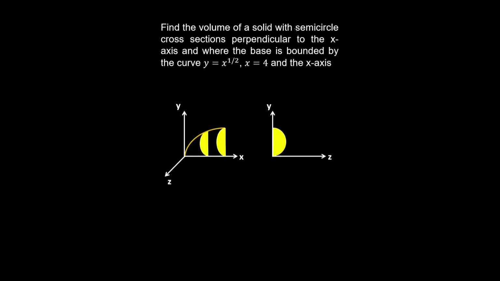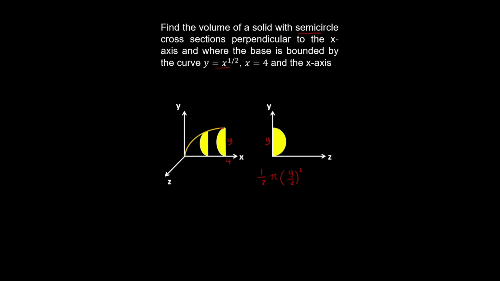Find the volume of a solid with semicircle cross sections perpendicular to the horizontal axes, or parallel to the YZ plane, and where the base is bounded by the square root curve, the vertical line x equals 4, and the horizontal axes. Well, the diameter of the circle is described by y, and therefore the area of the circle is pi by the radius squared, and times 1/2 because we're looking at a semicircle.